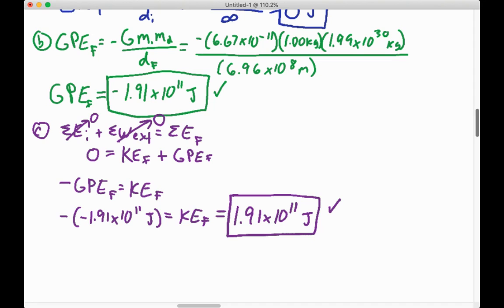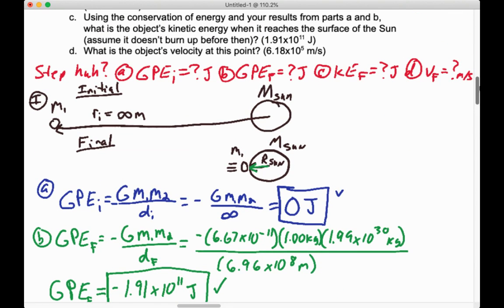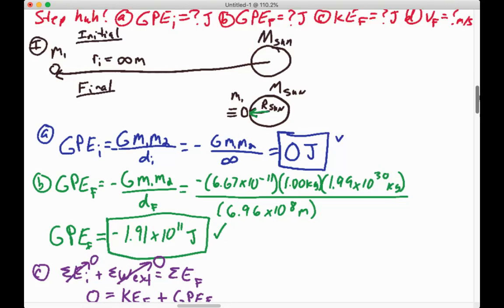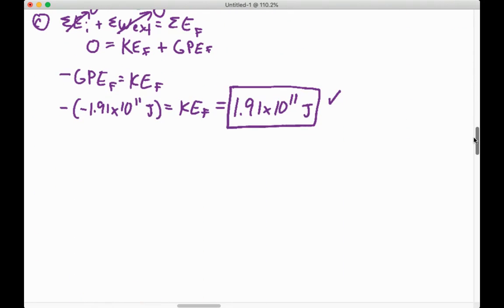Now what color should we go with? Let's find an orange. The last thing we're trying to figure out is what is the object's velocity at this point? So do we have a way of figuring out the object's velocity if we know its kinetic energy? Yeah, of course we do.